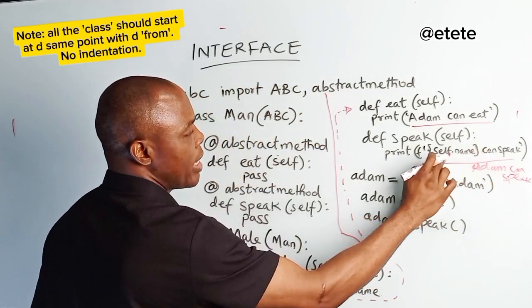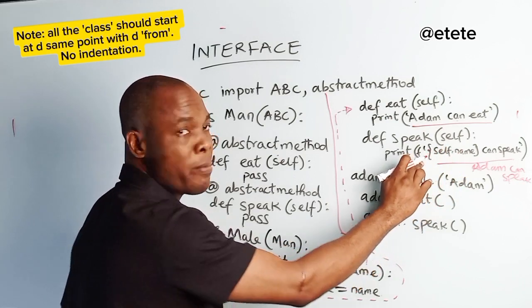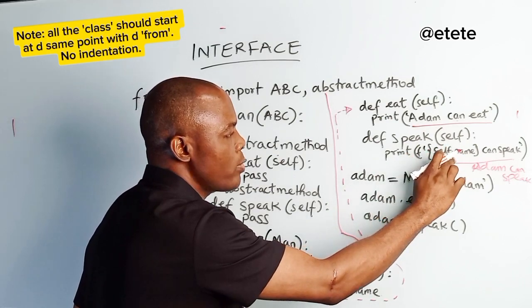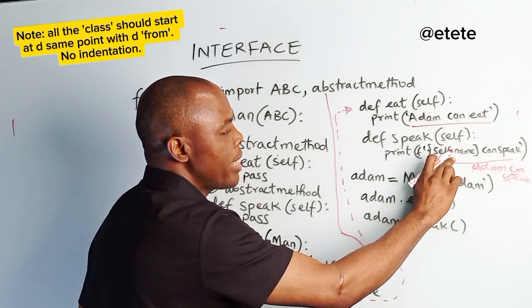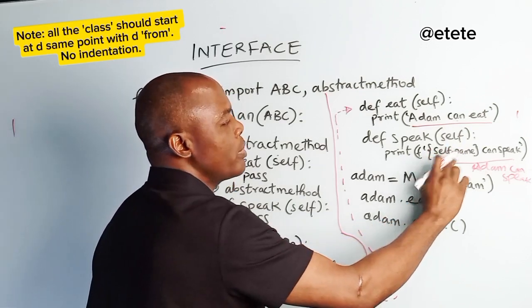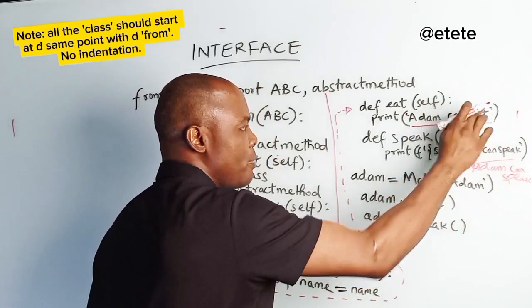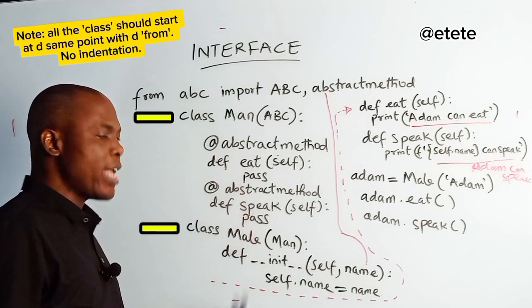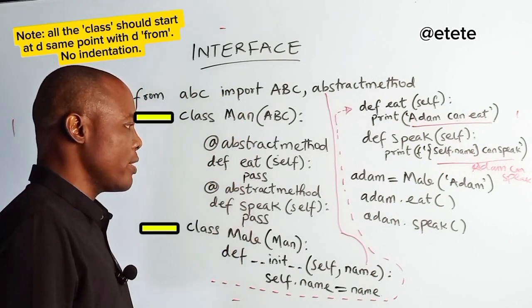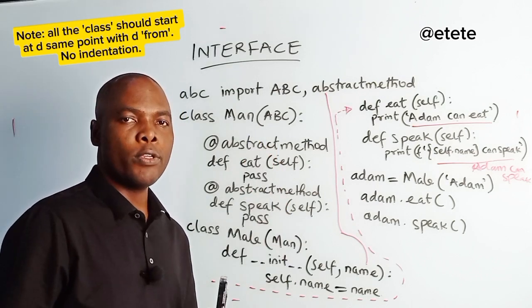Right? That is what it prints out because of this. It's going to access this because of this format string. So this is going to access the name, that is the value that is inside this attribute, and then bring it out and say Adam can speak. While this one will just print out Adam can speak directly. So that is what an interface is. So let's go to PyCharm and let me demonstrate this for you to see.